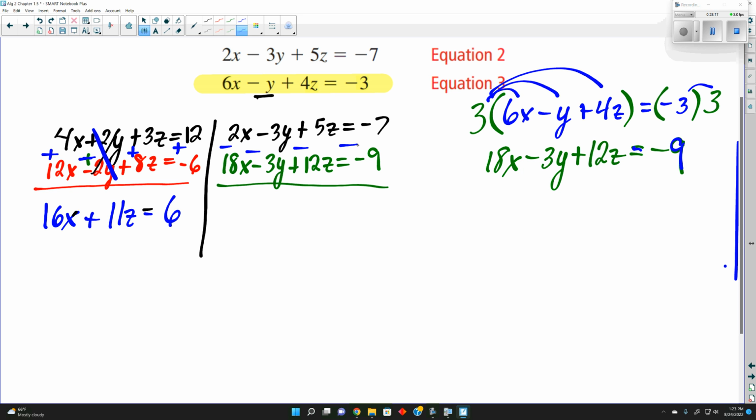Because here, when we go through, 2 minus 18. Negative 3 minus negative 3. Well, the other negative makes positive. Negative 3 plus 3 is 0. So those do indeed cancel out. 5 minus 12 is negative 7z is equal to 7 minus negative 9. Well, the negative and negative make plus, giving us positive 2.